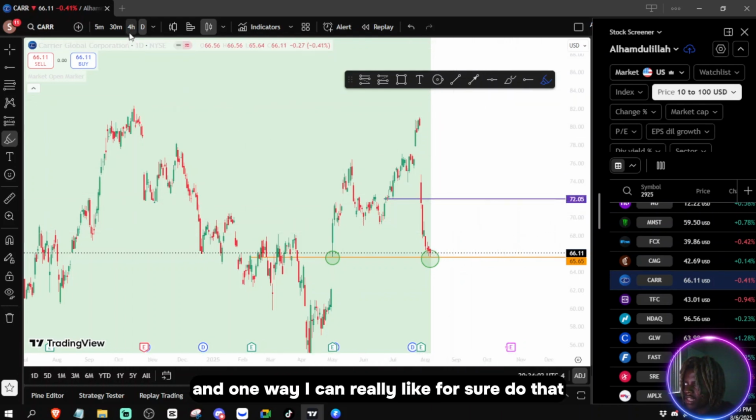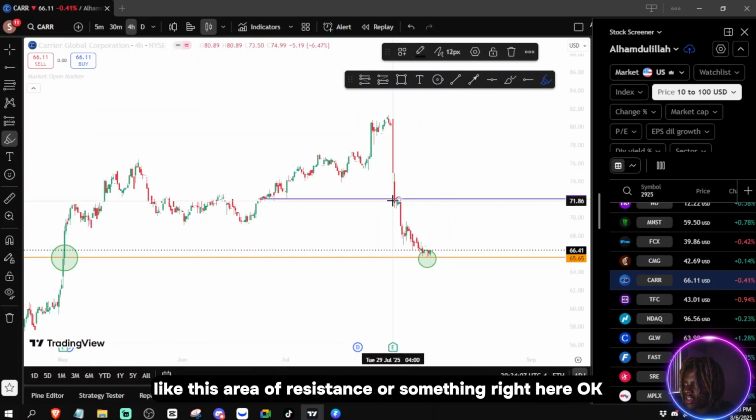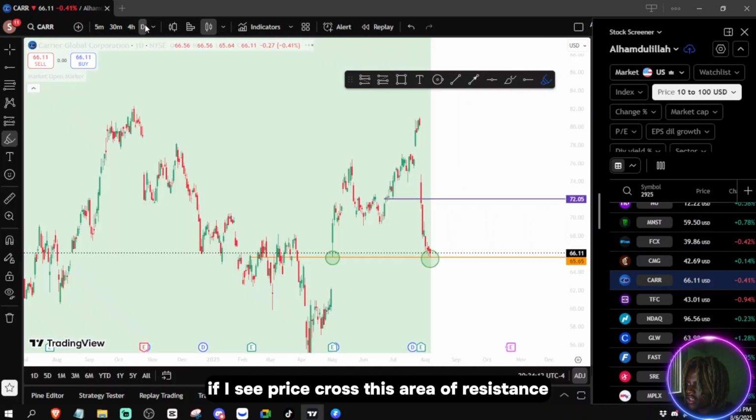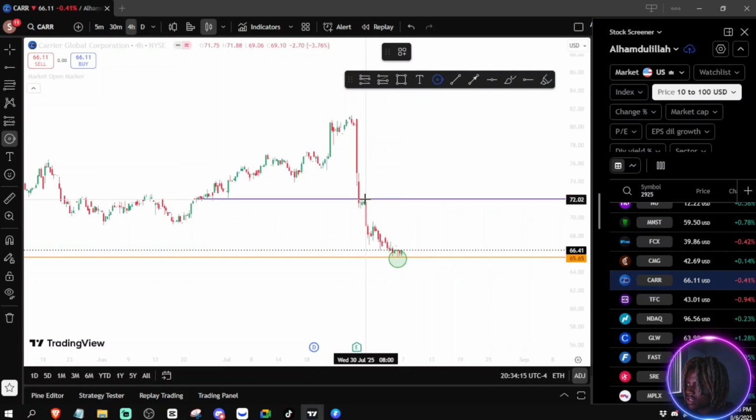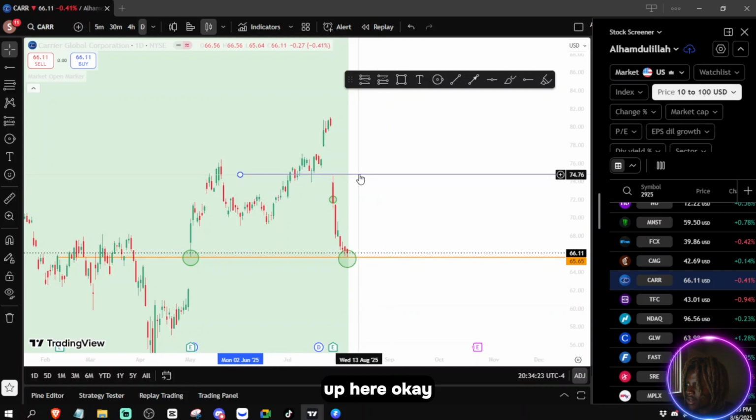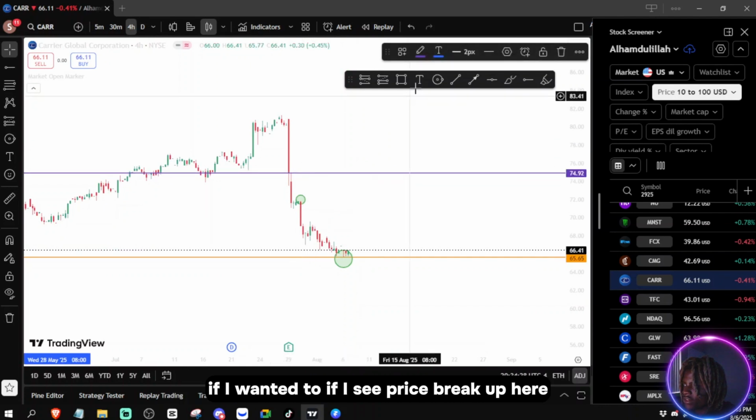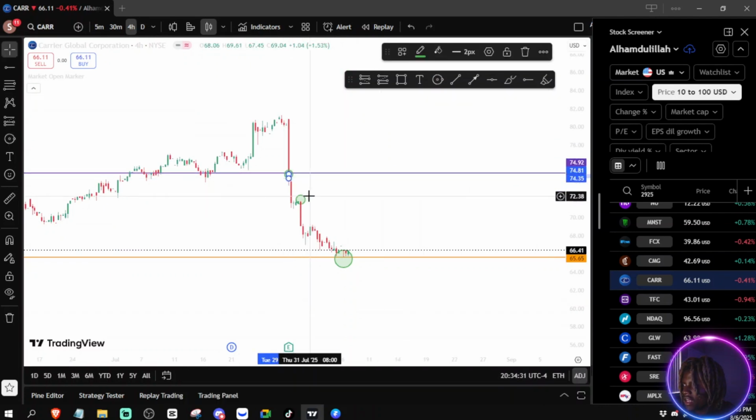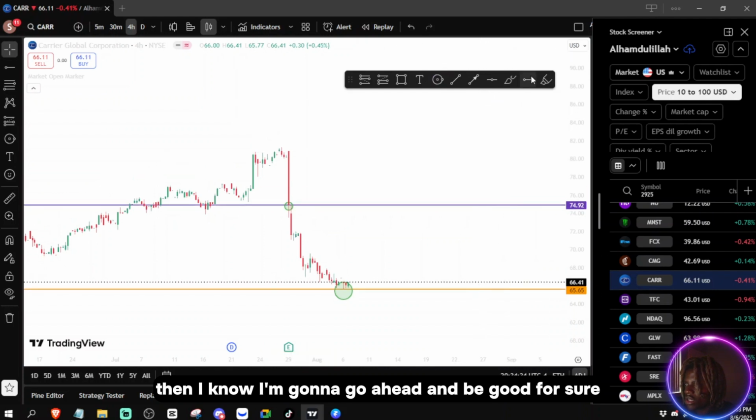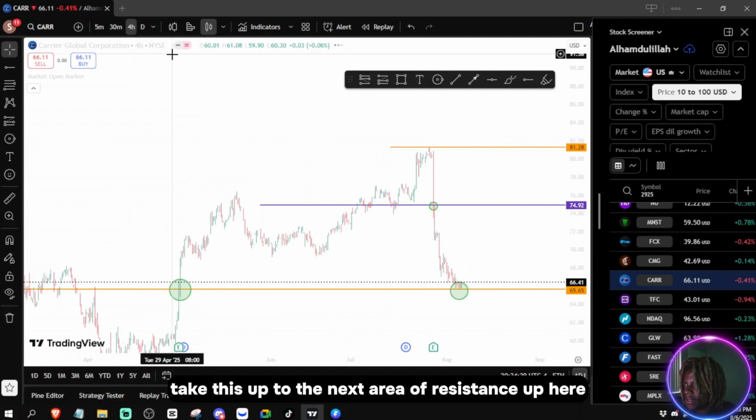And one way I can really do that for sure is if I go on my 4-hour time frame and I see this area of resistance right here. If I see price cross this area of resistance, either that or I can get on my daily and put it on this area of resistance up here. I can play this area of resistance all the way up here if I wanted to. If I see price break it up here, then I know I'm going to be good for sure, and I'm going to be able to, inshallah, take this up to the next area of resistance up here.